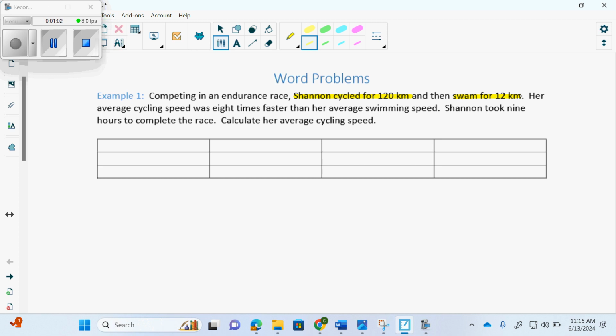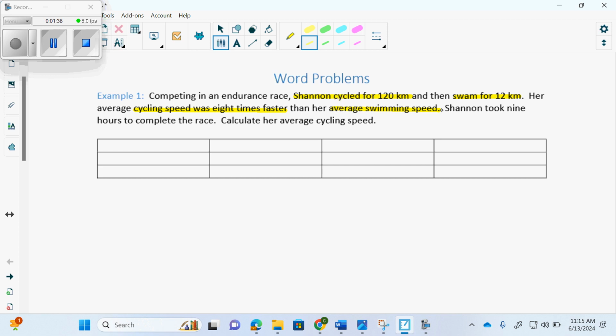Okay, her average cycling speed was 8 times faster than her average swimming speed. So which are we comparing? Cycling to swimming. So swimming would be X, cycling would be 8 times faster than it. 8x. Listen closely, because I lose people. 8 times faster gives you a hint to multiplication, because it says times, right? Times is multiplication. 8 times faster would be 8x.